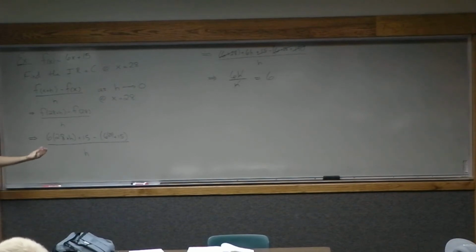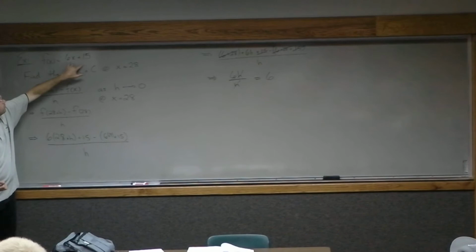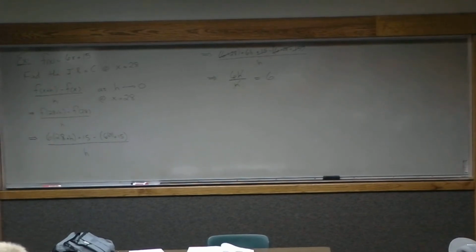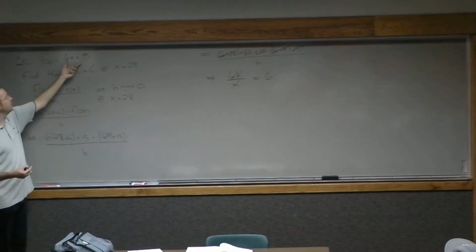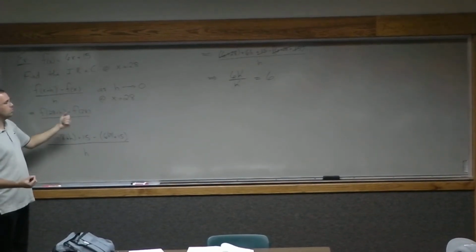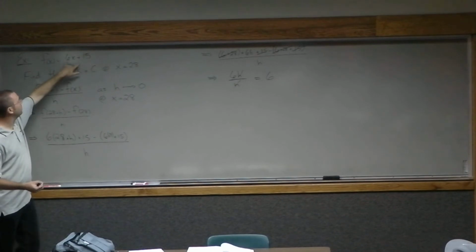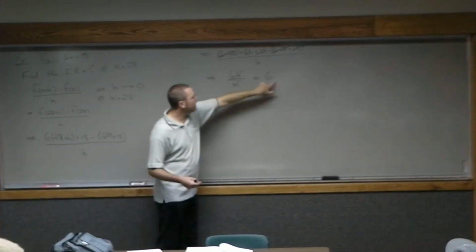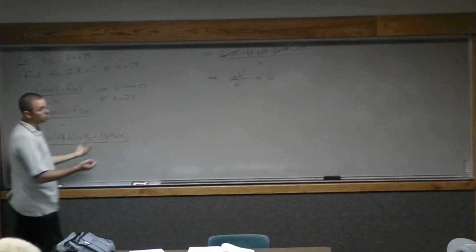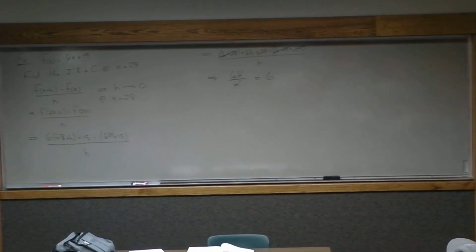Is that a surprise? Why not? Because look at this graph we were looking at. The graph is the equation of a line. What's the slope of that line? What does the slope of a line tell you? It tells you how fast that graph is changing. So it shouldn't come as a surprise that the slope of this graph and the instantaneous rate of change at x equals 28 are exactly the same.